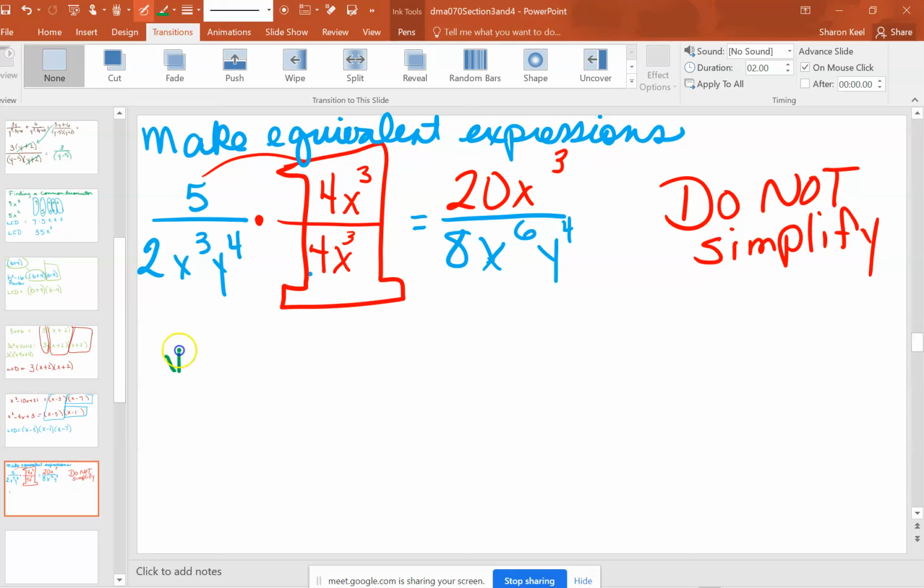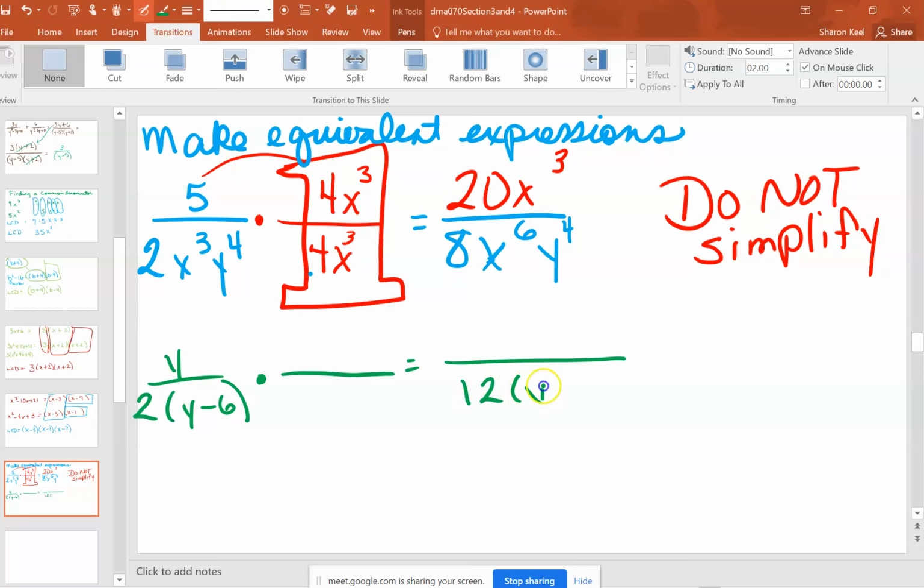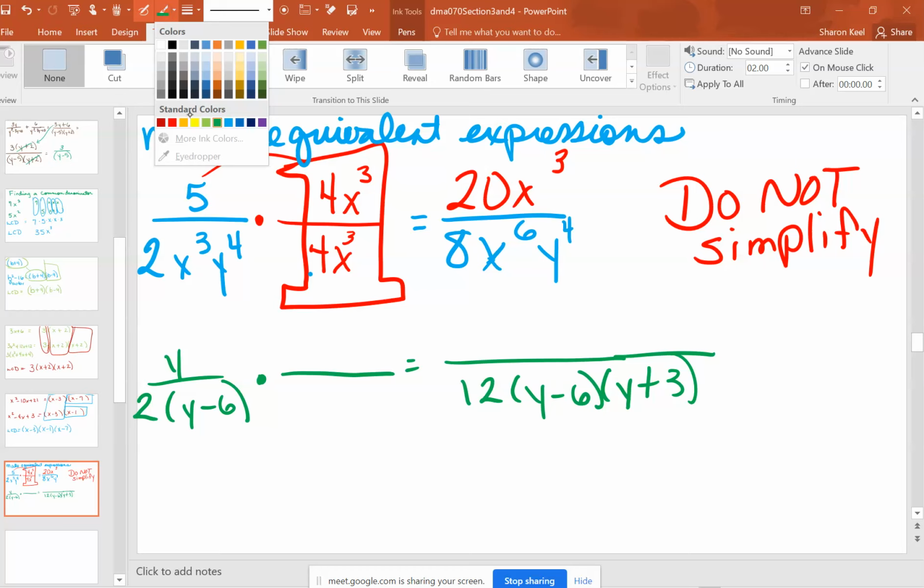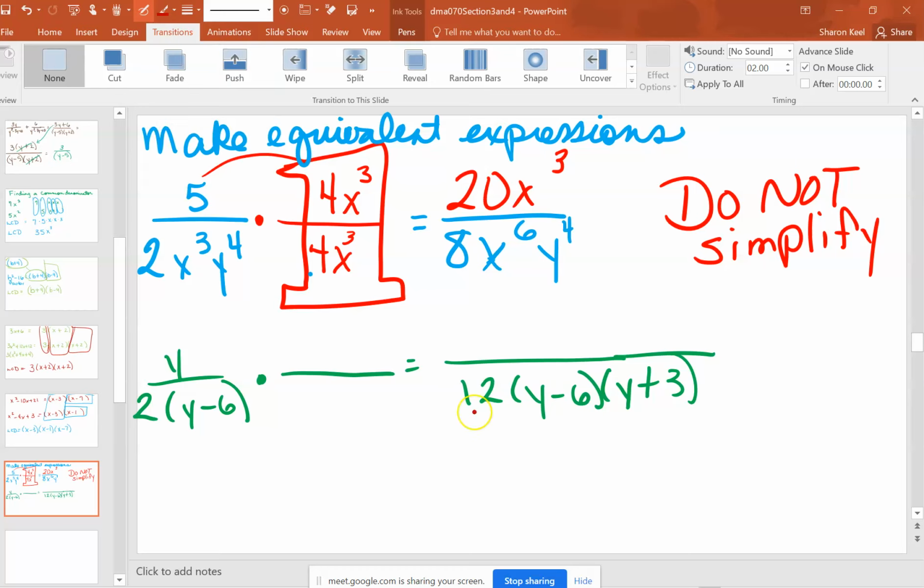Okay, so we have y over 2y minus 6. I'm going to leave myself some working space, and then they give us 12 times y minus 6 times y plus 3. In order to go from the 2 to the 12, I would need to multiply by 6. 2 times 6 gives me 12. Here I have a y minus 6, here I also have a y minus 6. I don't have the y plus 3, so I need to include the y plus 3 here.